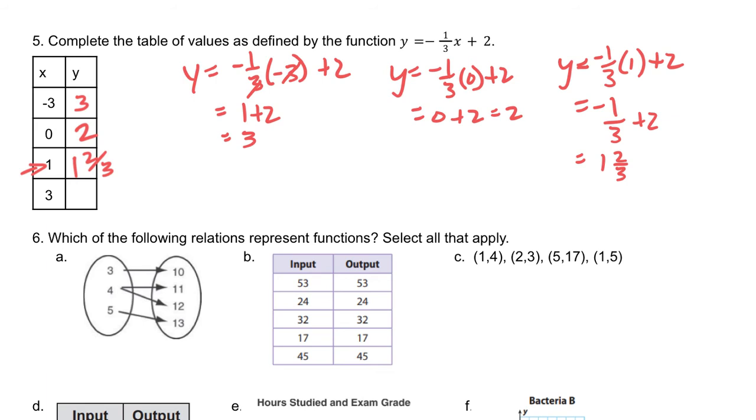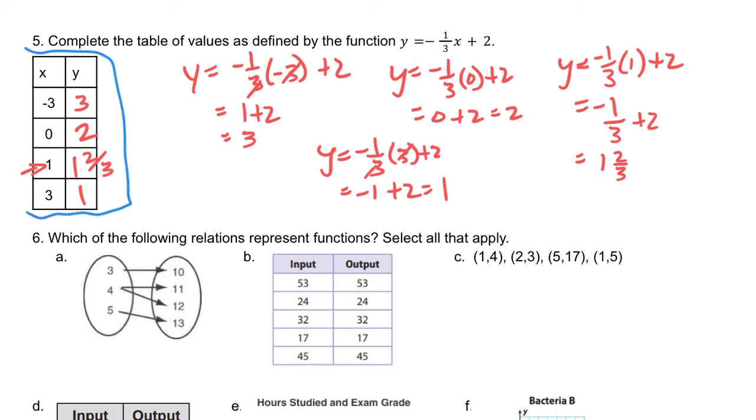Don't do decimals for that. Just make it a fraction. That's really easy. And then finally, y equals negative 1/3 times x, which needs to be 3 in this case. Times 3 plus 2, the 3's cancel, so that's negative 1 plus 2, which is 1. There you go. This part right here is your answer. I'll erase this little arrow here. That's it.